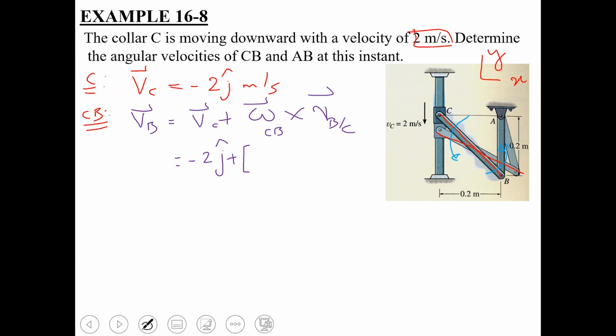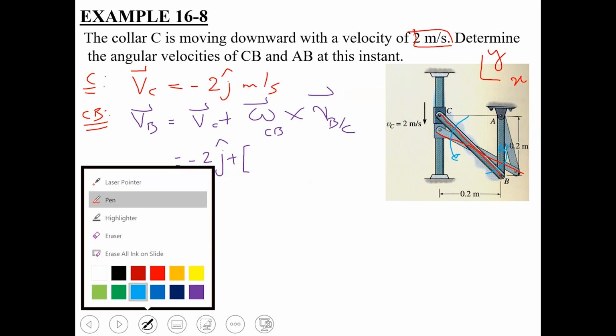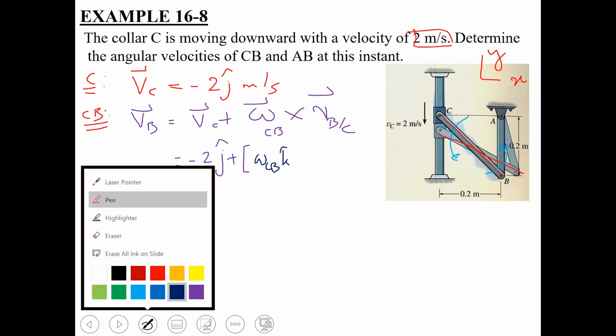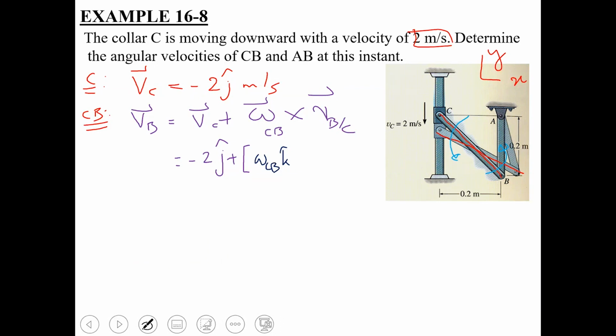So it is counterclockwise. So in order to write this vector, you are going to write omega CB in vector form. So which vector do we use to represent counterclockwise? So it is going to be represented by this positive k. So we are going to write omega CB k cross r BC, which is the relative position of B with respect to C. So what is this vector r?